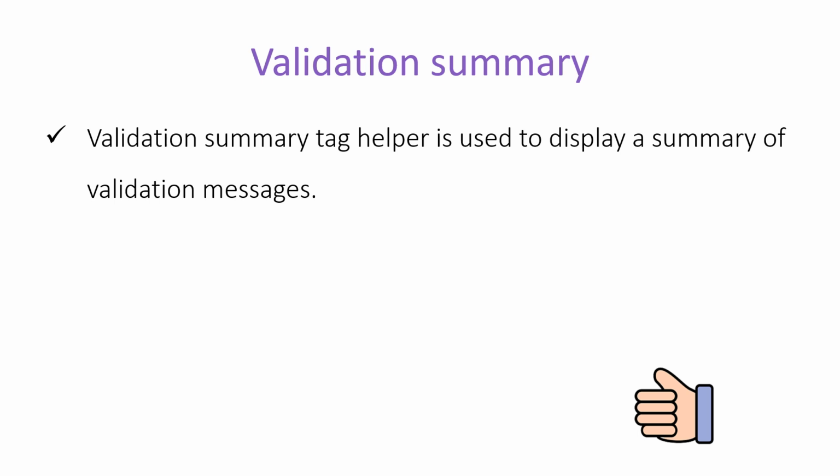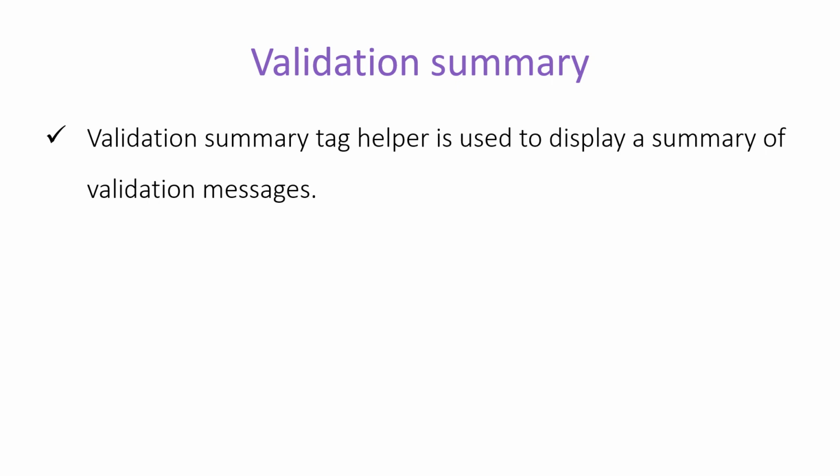First, let's understand what is validation summary. Validation summary tag helper is used to display a summary of all the validation messages. And what are these validation messages? While working on the validations in ASP.NET Core MVC, we define some attributes on our model class. And all the messages that are associated to these attributes are known as validation messages. If you are defining some attribute on the model class, then these are known as property validation messages, because we are defining those attributes on the property.